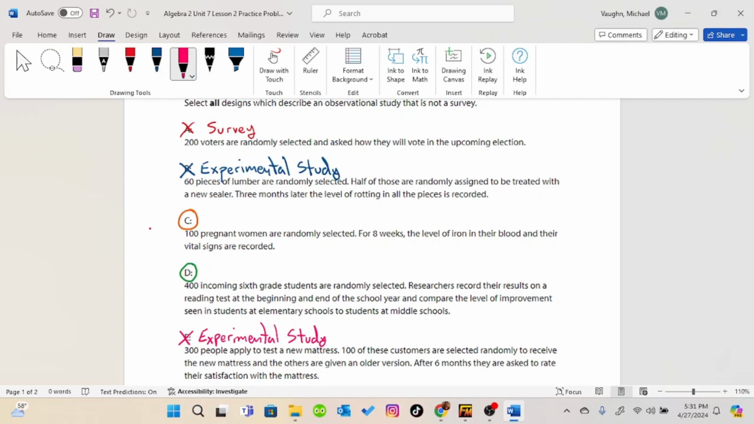If you have any questions about how to tell the difference between surveys, observational studies, and experimental studies, please ask for clarification now so you can be better prepared moving forward.